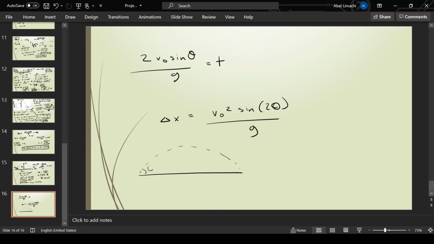I want to say again that this delta x is where this is the angle. This delta x is right here. This is the delta x that you're looking for. And the time it takes is the time whenever the ball, or whatever it is that's flying, hits the ground again.